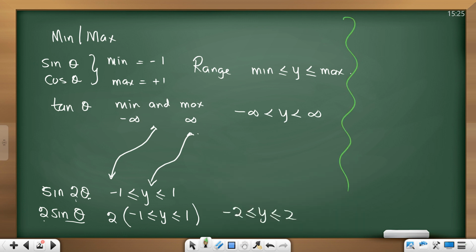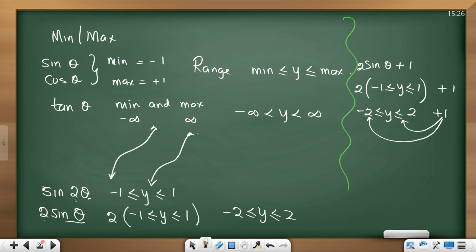Let's do another one here. Let's make it a bit complex. What is the range of 2 sine theta plus 1? Okay, let's do this. Can I have my 2 out? What is the range there? -1 less than or equal to y less than or equal to 1. Is that fine? Plus what? 1. Can we simplify this? -2 less than or equal to y less than or equal to 2. Now, plus 1. You're going to plus the ones in now, because your graph is now shifted up. -2 plus 1. -1 less than or equal to y less than or equal to 3. So what's the minimum value? -1. What's your maximum value? 3.